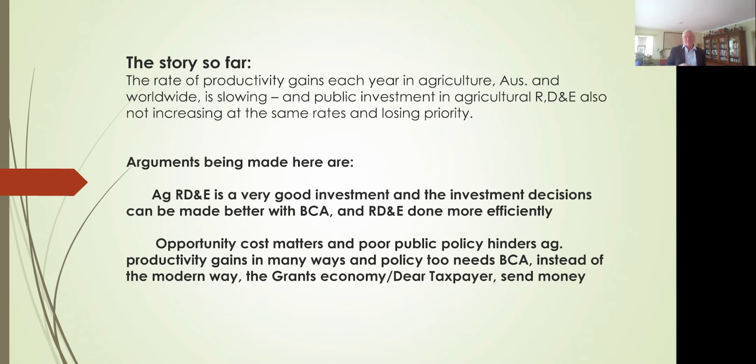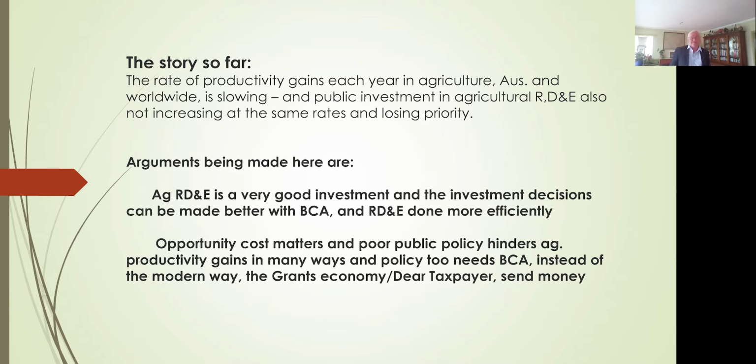that in a minute. The second part of the argument made here is that opportunity cost matters, and poor policy imposes opportunity costs on productivity, on other farmers, by restricting the adjustment, the natural or normal rate of adjustment, which would happen without the poor policy that is hindering it.